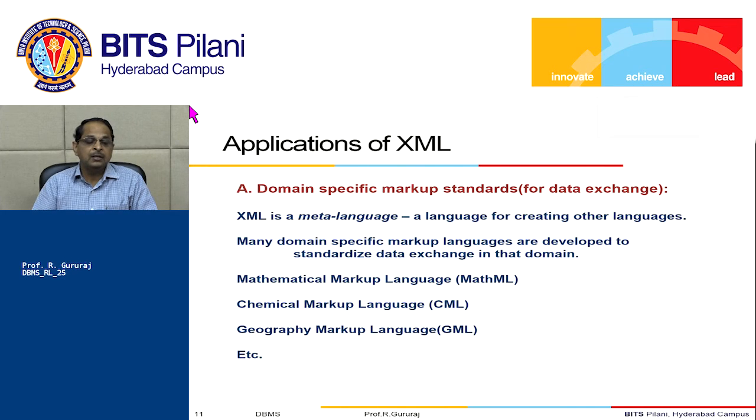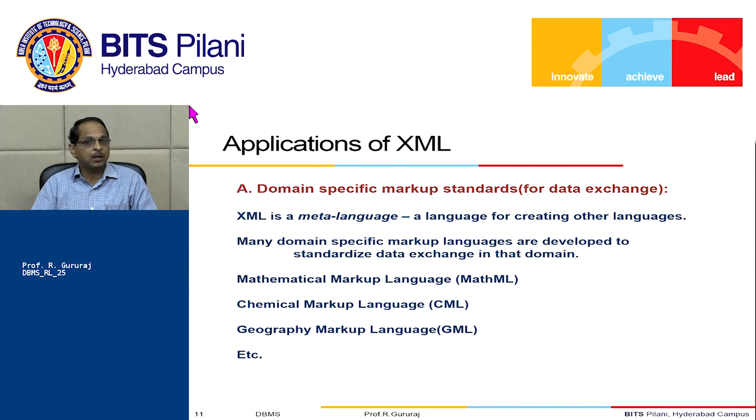XML can be seen as a meta language. That means a language for creating other markup languages. Many domain specific markup languages are developed to standardize data exchange in that particular domain. For example, mathematical markup language, known as MathML, is used to exchange mathematical equations and expressions.